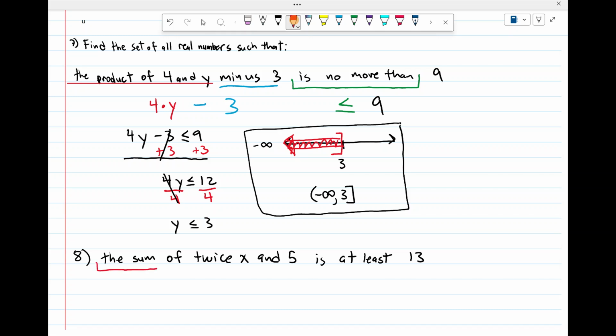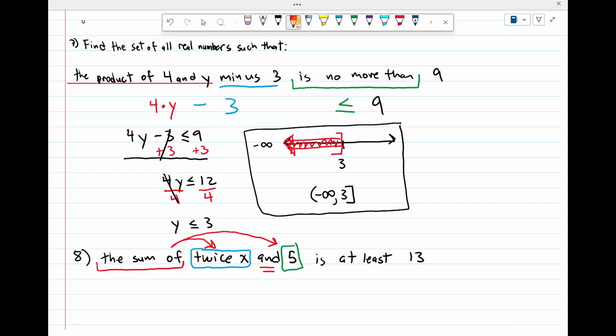First, we have this, the sum of, and we have two things that we're going to be adding. Twice x is one of those things. And the second thing is 5. Pause for a second and see if you can figure this one out on your own.